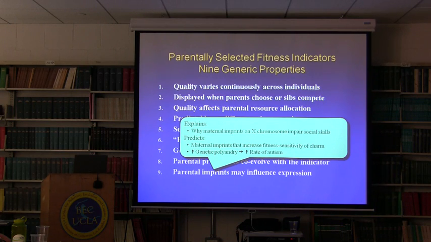Finally, as a means of extracting resources from parents, the indicator trait, the genes for it should be imprinted in opposite directions by their parents in the same way that the genes for growing placentas in mammals are imprinted in opposite directions by their parents.